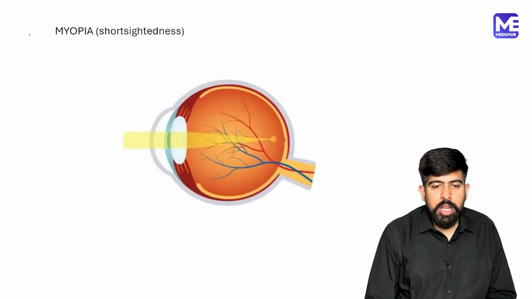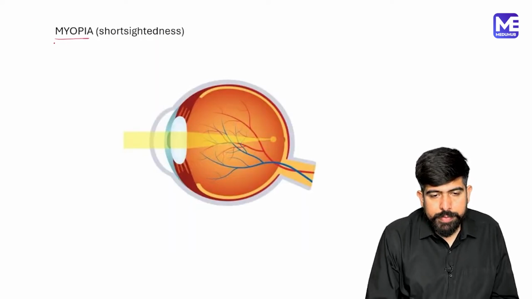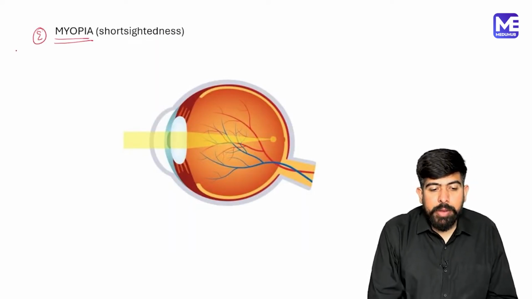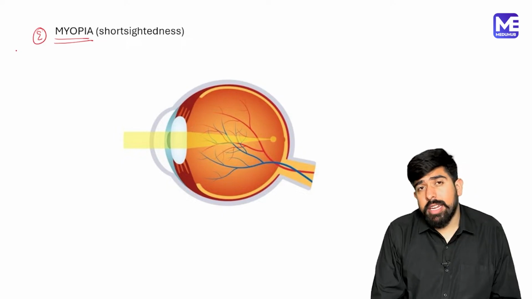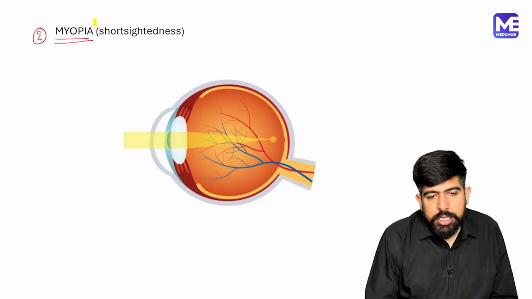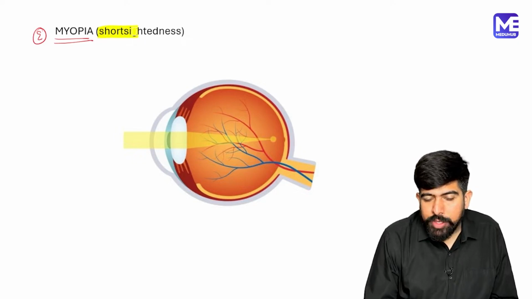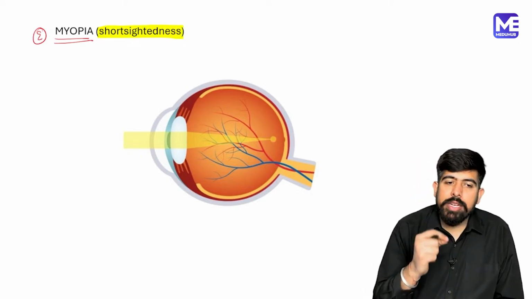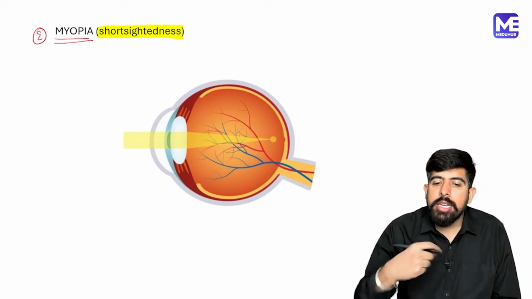Now we are moving forward to myopia, which is the second type of refractive error. Please remember, myopia is known as short-sightedness. Guys, we talked about long-sightedness. I hope you remember why: the focus point was longer than the normal one.